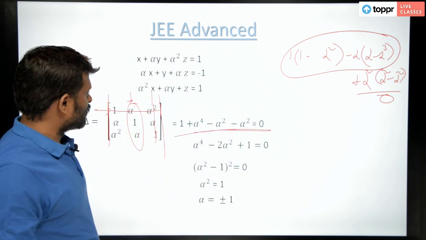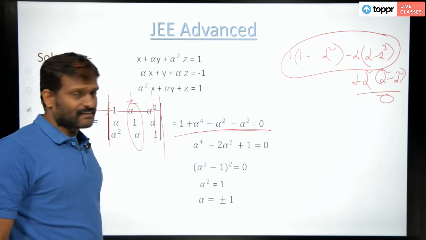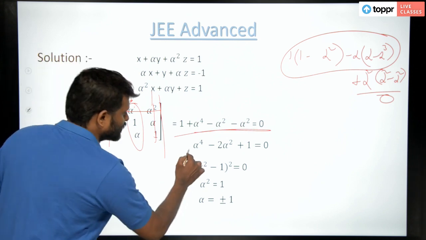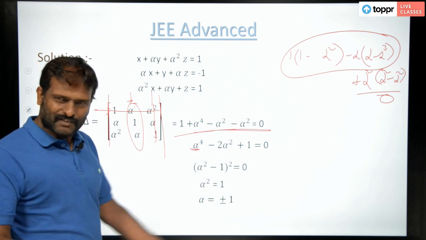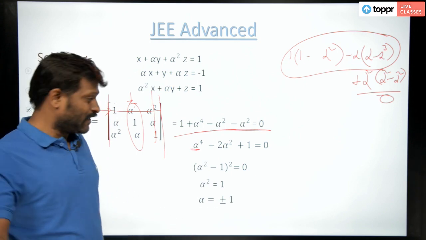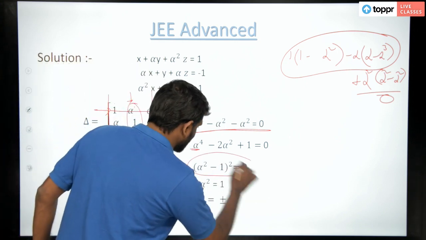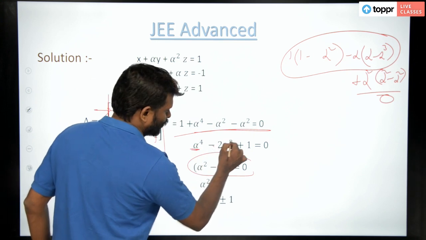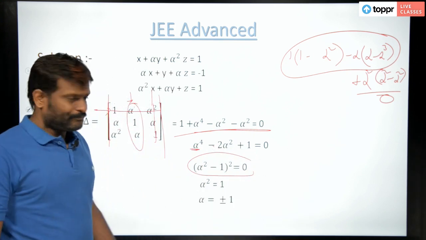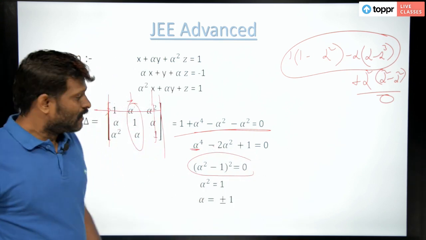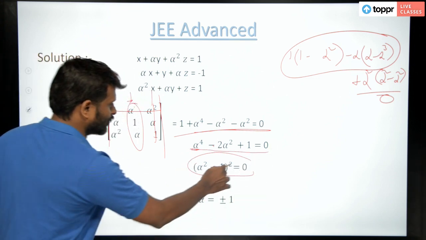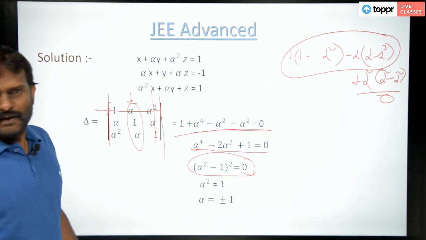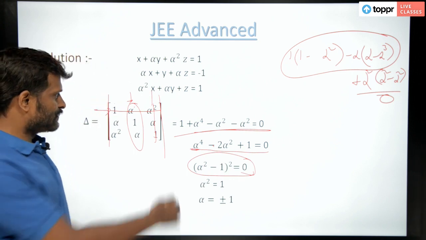1 plus alpha power 4 minus alpha square, which is alpha power 4 minus 2 alpha square plus 1. Just rearrange the terms. Why did we rearrange? To get into the form of a square minus 2ab plus b square. A is here alpha square. So, to get into that form, we just rearrange the terms and then we wrote it into this formula, a minus b whole square, and it is already equal to 0.